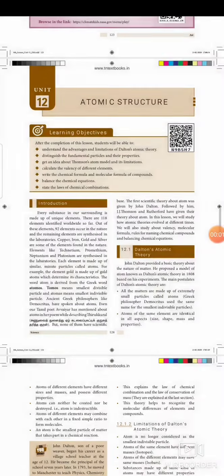Very good morning, students. Let us start our today's class with a prayer. God grant me the serenity to accept the things I cannot change, courage to change the things I can, and the wisdom to know the difference.